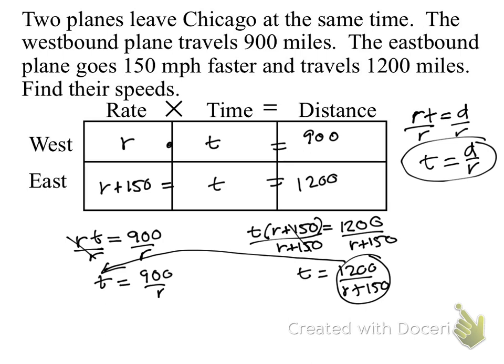Do you understand? So you can go right to this. Nobody says you have to start in rate times time equals distance. You can start from time is equal to distance over rate. Or if you know that the time is the same, you can get the R alone and put distance over time, too. Does that make sense? Okay.